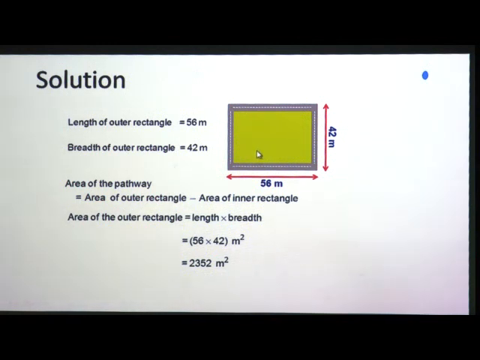Now, you know the formula for the area of a rectangle. We will just substitute the values. Area of the outer rectangle is equal to length into breadth, L into B. For the outer rectangle we know the values, so it is 56 multiplied by 42 meters, which is meters square. After multiplication we get a product of 2352 meter square. What we have found is the area of the outer rectangle whose measurements were given to us.